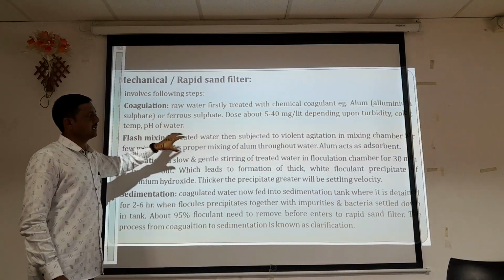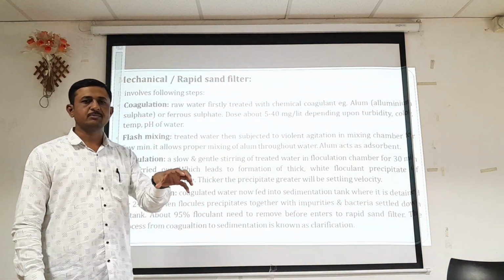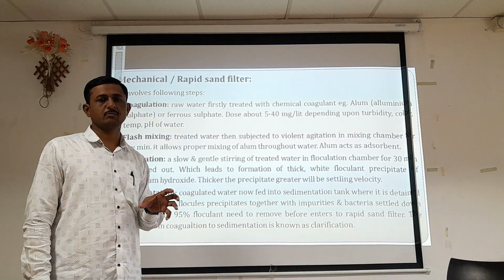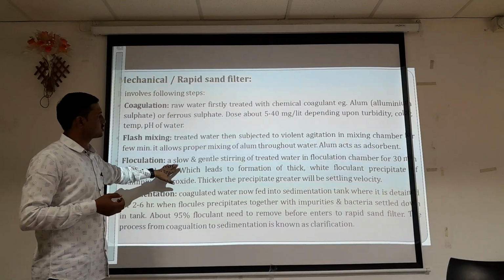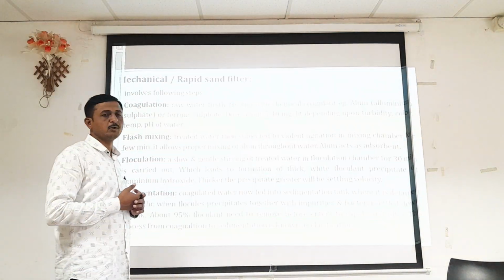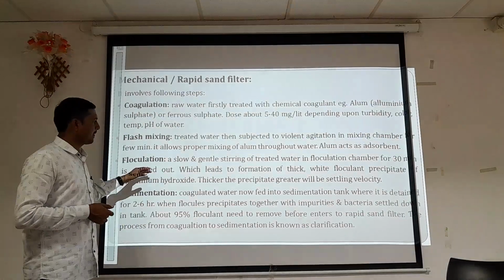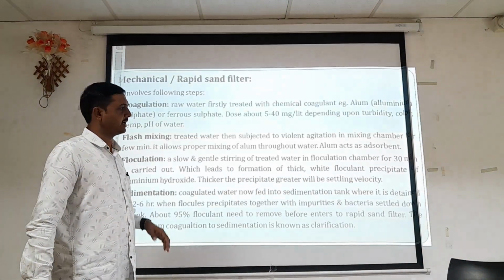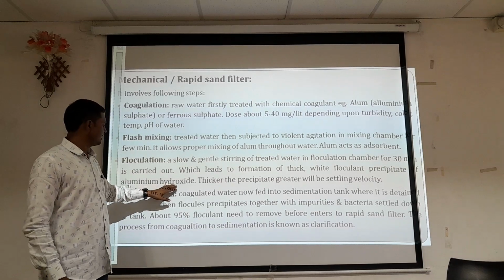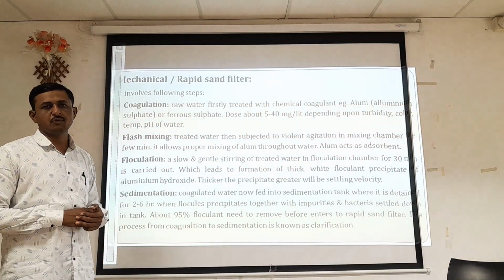In that process, alum acts as an adsorbent, so the impurities suspended in the water are attracted to the alum and flocs are formed. The next step is flocculation. In this, a slow and gentle stirring of the treated water in the flocculation chamber is carried out for 30 minutes, which leads to the formation of a thick white flocculent precipitate of aluminum hydroxide. The thicker the precipitate, the greater the settling velocity.